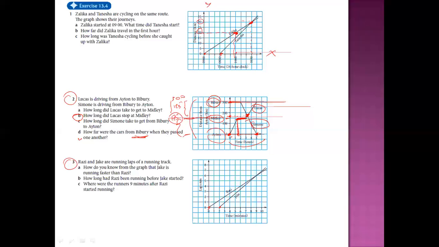So how can you know Jake is faster than Razi? If you look carefully from the second minute to the fifth minute, we have 3 minutes in total. And in 3 minutes, how many laps did Jake travel?